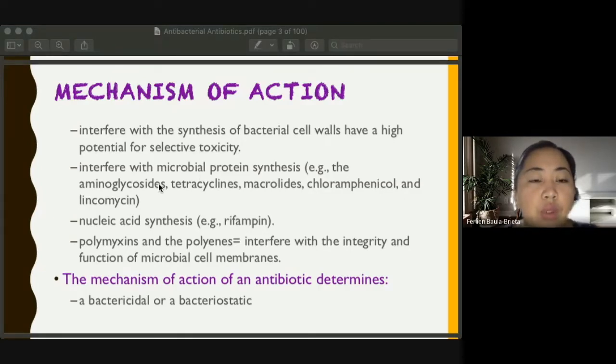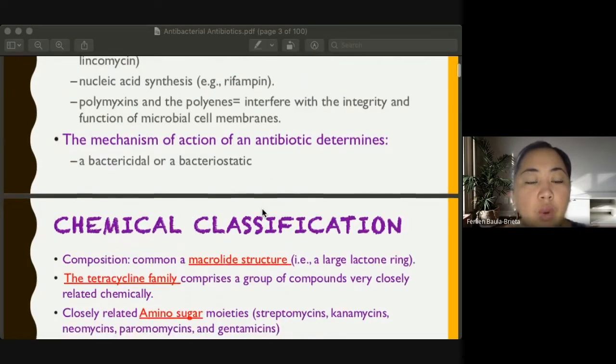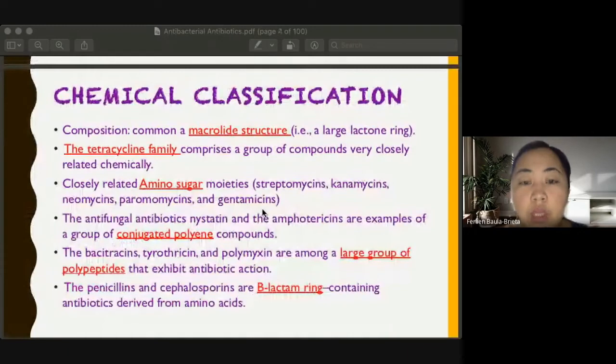Then we have nucleic acid synthesis interference or inhibition. And then we have interference with the integrity of microbial cell membranes, for polymyxins and polyenes. As I mentioned a while ago, these different kinds of mechanism of action will determine our antibacterial activity, whether it is bactericidal or bacteriostatic. We will ponder it more according to chemical classification.